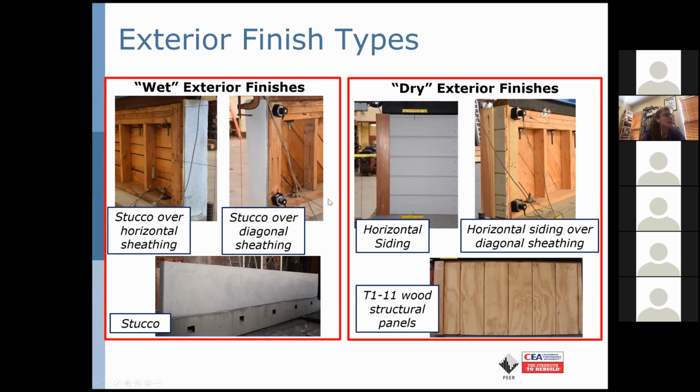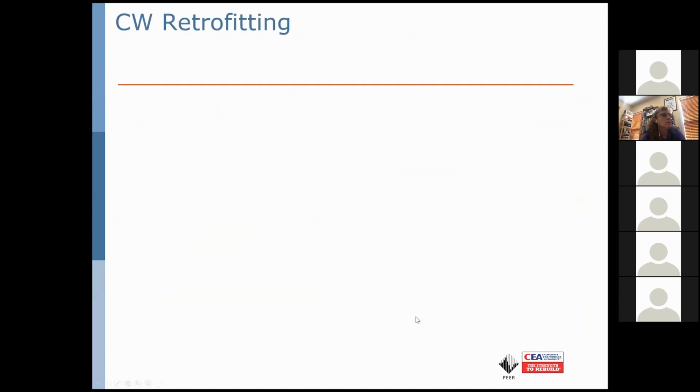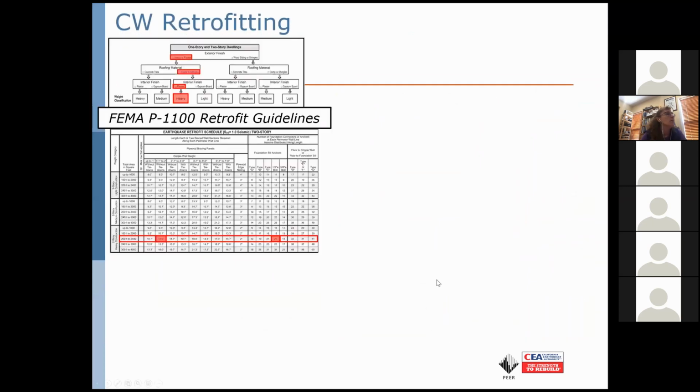The exterior finish types, we categorize them roughly as wet exterior finishes and dry exterior finishes. Wet involve any overlaying of stucco. We considered stucco over horizontal sheathing, which you'll see in the upper left here as our baseline condition, stucco over diagonal sheathing, as well as plain stucco adhered to bare framing. Dry finishes involve things like horizontal siding over diagonal sheathing, and T111 wood structural panels.